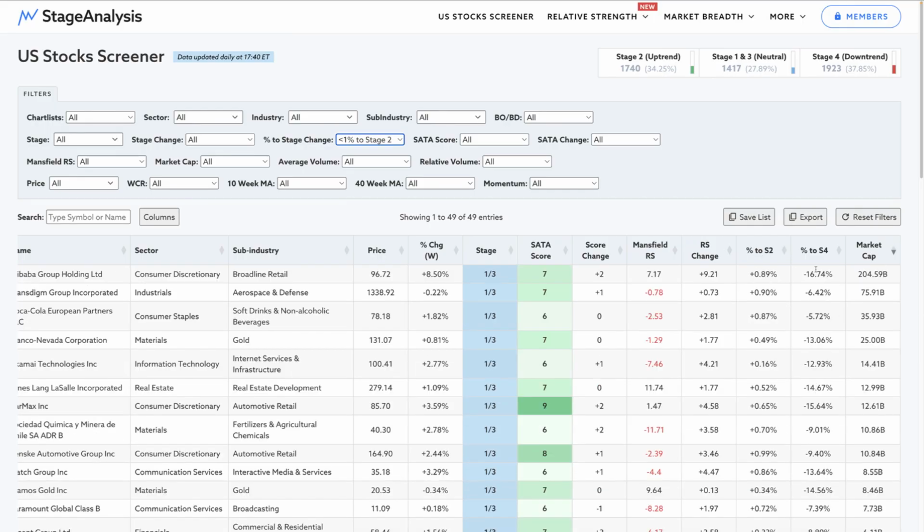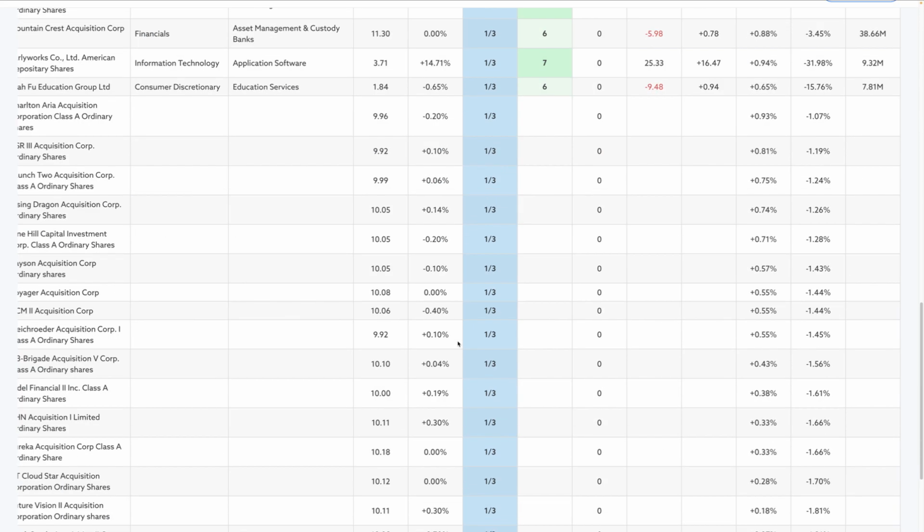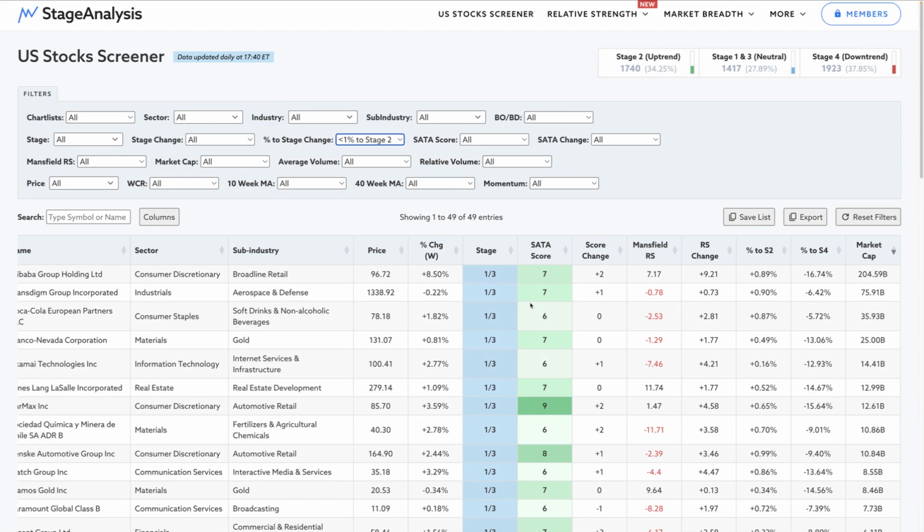Reorder that by market cap. So with these being less than 1% from stage 2, the vast majority of them are going to be stage 3. You may get a few stage 4s in there, but very rarely. At that point, you do get some that flip straight from 4 to 2, but at that point, they're generally not very close to the stage 2 breakout level.